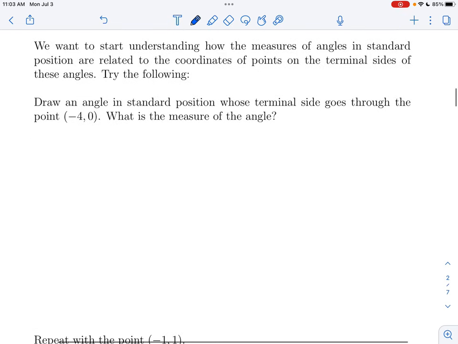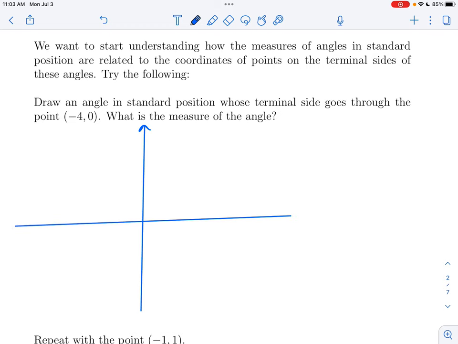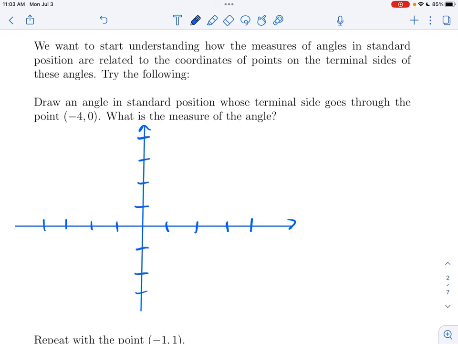So draw an angle in standard position whose terminal side goes through the point negative 4, 0. What is the measure of the angle? So I'm going to draw a rough diagram. In certain cases, we will have nice pre-drawn computerized grids, so everything is perfect. But it's important to be able to draw your own rough diagrams. So negative 4, 0. Let's get a sense of where that is. Negative 4, 0 is this point right here.